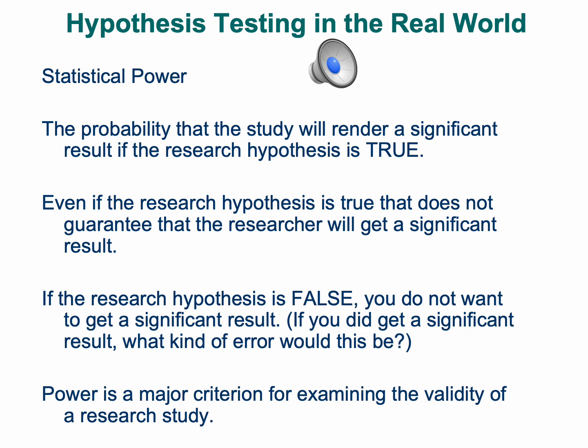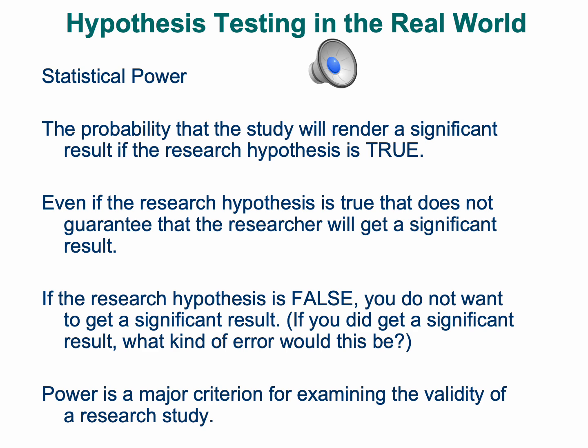So even if the research hypothesis is true, it doesn't guarantee that you'll find a result. Obviously, if you're out there sampling and so on, just by chance, you might pull in people that don't have a difference. And that occurs all the time. If the research hypothesis is false, you do not want to get a significant result.